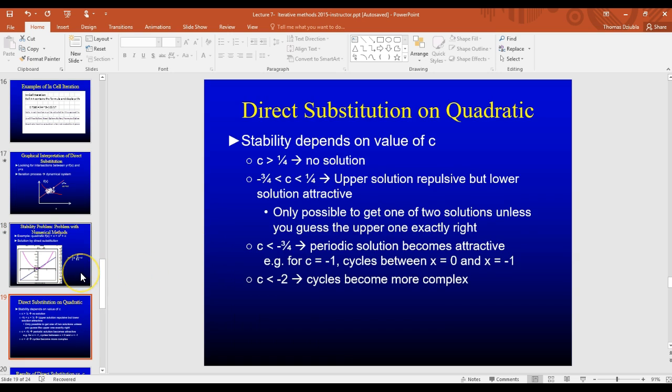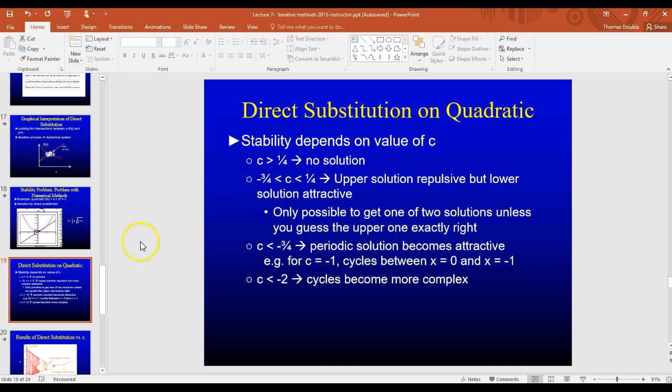Now, depending on the stability of x, and depending on the value of c, you can have several different results occurring. You can either have no solution if c is greater than 1/4. If it's between -3/4 and 1/4, the solution can be attractive or repulsive, and I'll show you what this means. You'll actually get one of two solutions unless you guess exactly the right value. You can also get a system that never converges and bounces back and forth between two values, or it can become even more complex.